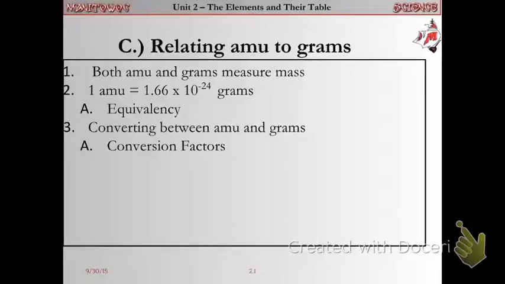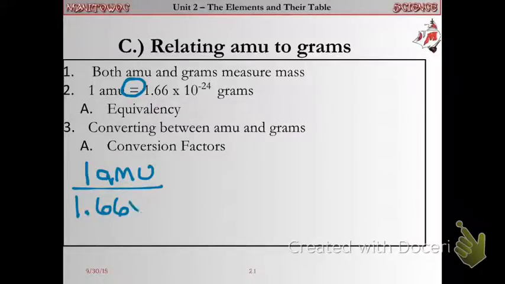Whenever you have an equivalency, so that means there's this little equal sign in between the 2 values, you can always change that equivalency into 2 conversion factors. All right, here's the first one. We can say that there's 1 AMU per 1.66 times 10 to the negative 24th grams. So this is like a division bar right there. Your 1 AMU is on top, and 1.66 times 10 to the negative 24th grams is on the bottom. All right, so that's the first one that we can use.